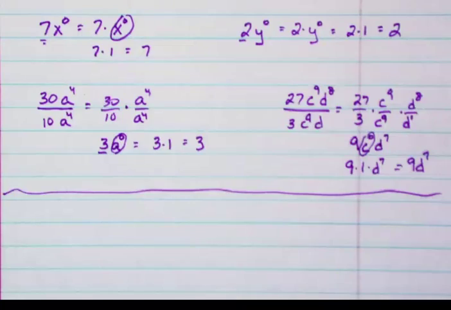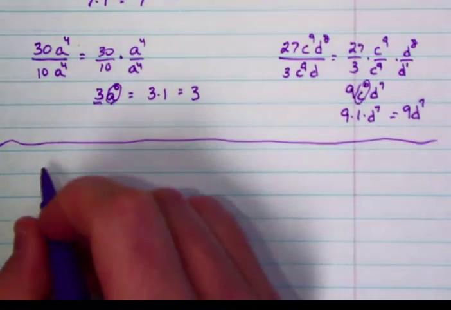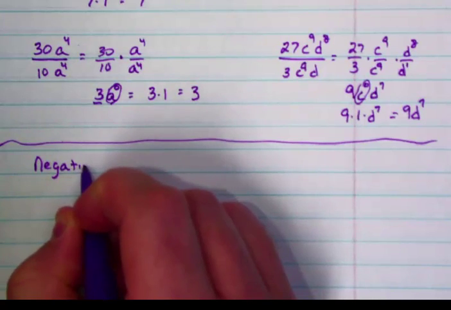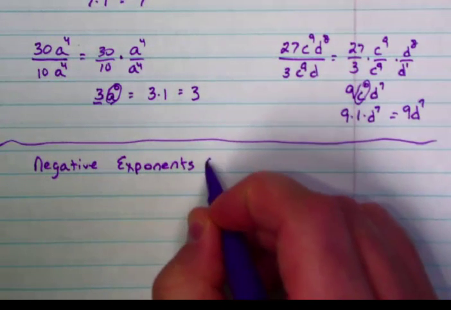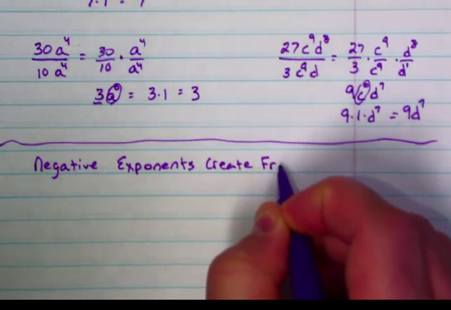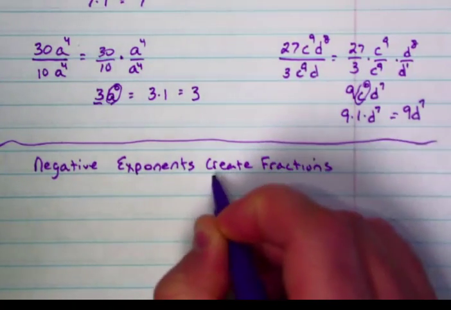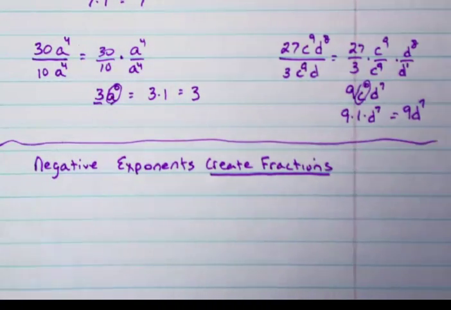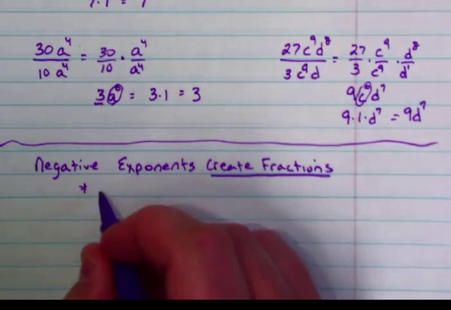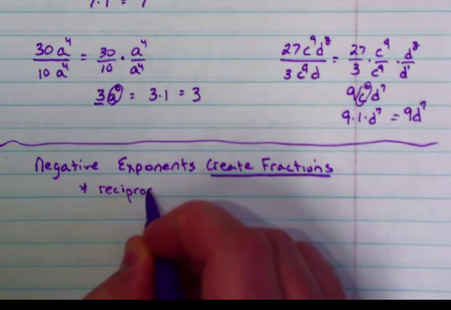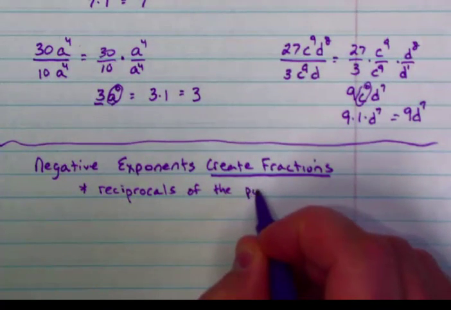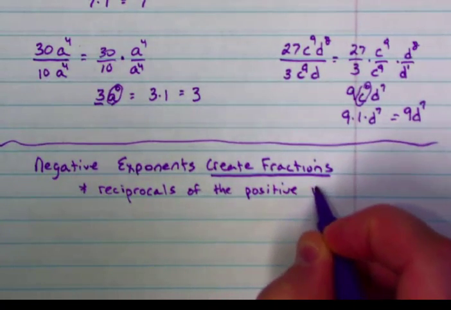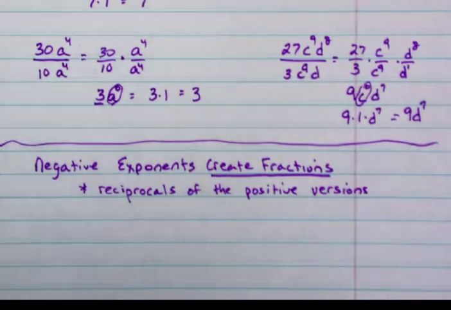The next and more difficult concept is usually negative exponents. Negative exponents create fractions. That is huge. Negative exponents do not create negative numbers. Negative exponents create fractions. Those fractions are really reciprocals of the positive versions. What do I mean by that?